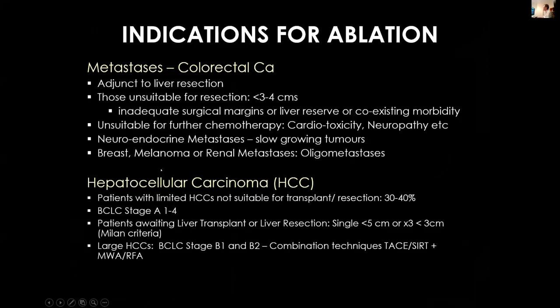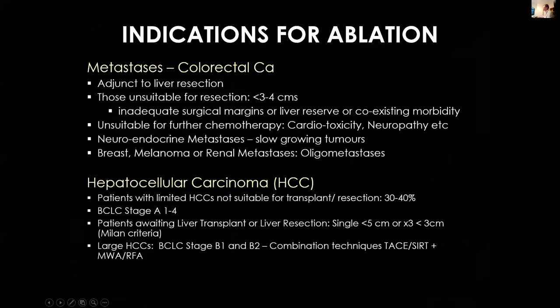The other category of patients that we do ablations in for liver metastases are from breast, melanoma, and renal carcinoma, for oligometastasis, meaning when the number of lesions is small and they're less than 3 centimeters in diameter, and most importantly, if the disease has been stabilized by systemic treatment over a period of 3 to 6 months.